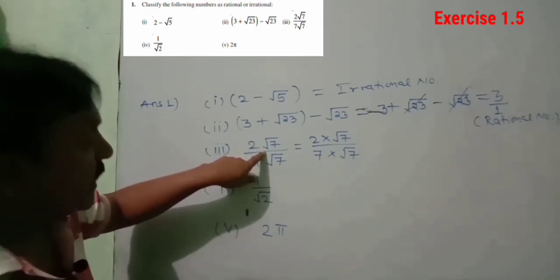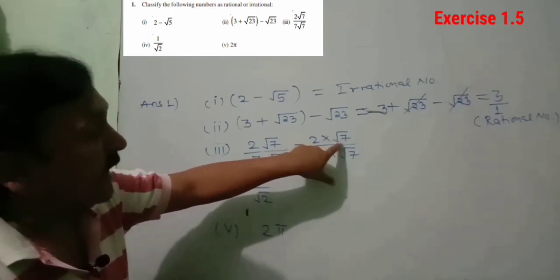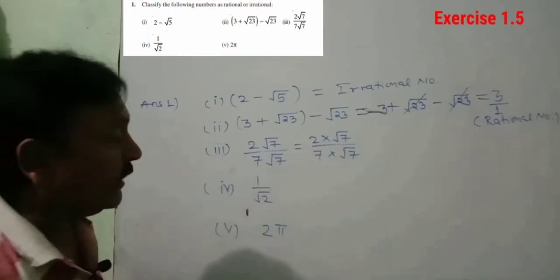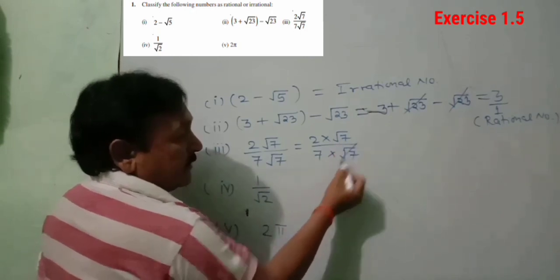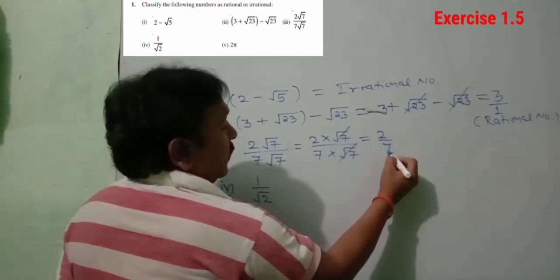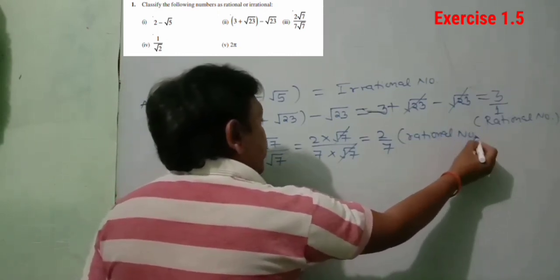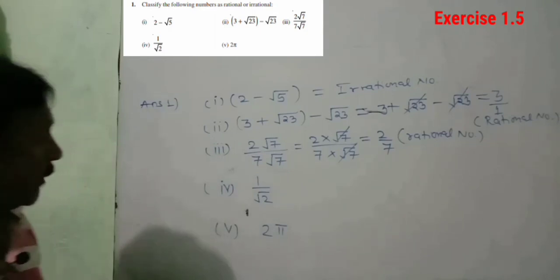It is actually a multiplication of a rational number with an irrational number. See, root 7 is the same, so they get cancelled out, and what is left? 2 upon 7, and it is a rational number. Okay, now come on to part 4.